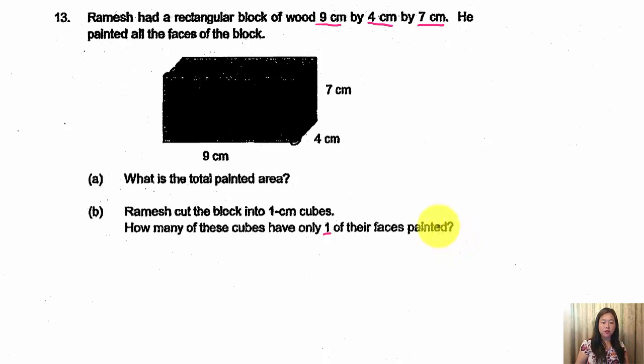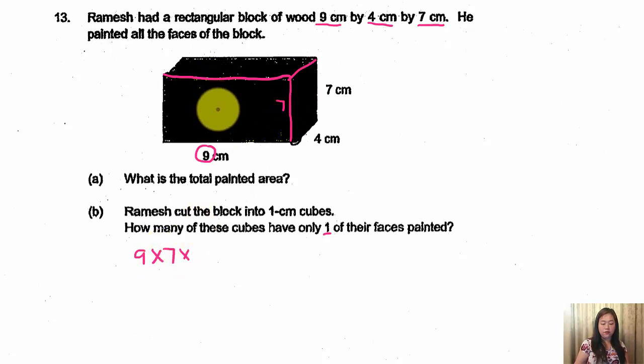So let's start to do the question, and let me just quickly draw for you the lines that are not clear here. So in order to find this area here, we have to use length, which is 9 cm, multiplied by the height, which is 7 cm. And because there are two surfaces, one at the front and the other at the back, we have to multiply this by 2.